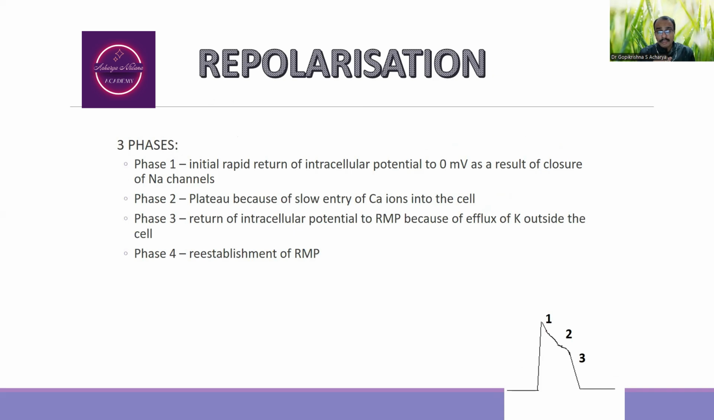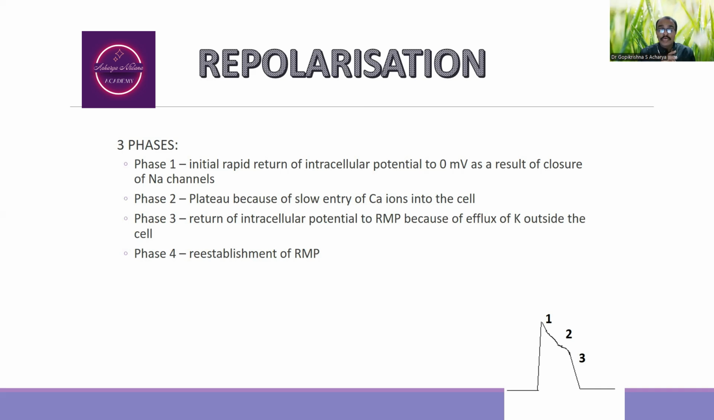When you think about repolarization, again it has 4 phases. The fourth is actually re-establishment, which means it has only 3 active phases. The first phase is considered the initial rapid return of intracellular potential to 0 millivolt, which is actually happening because of the closure of sodium ion channels.